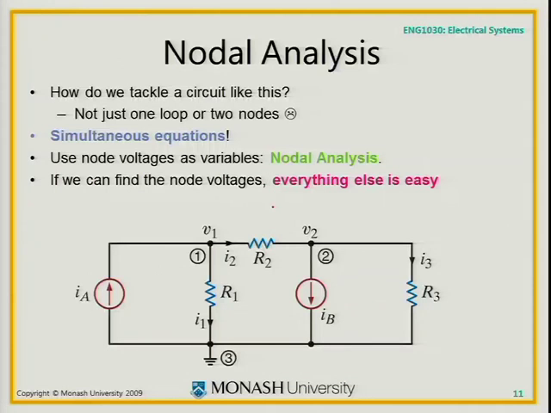But that's nodal analysis. How do we tackle a circuit like this? It's not just one loop. It's not just 2 nodes. They were the easy circuits to analyse. It might have multiple current and voltage sources, dependent sources and so on. Well, we use node voltages as the variables. If we can find the node voltages, everything else is easy. We've demonstrated that already.